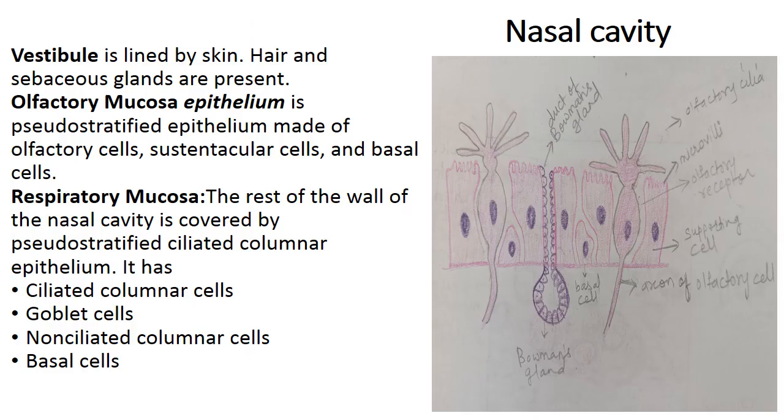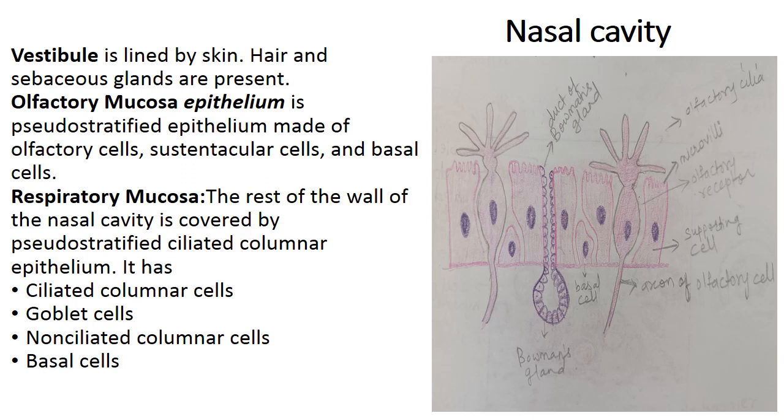Respiratory system begins with the nasal cavity. Nasal cavity is the conducting portion of the respiratory tract and histologically it has three parts: vestibule, olfactory mucosa, respiratory mucosa. Vestibule is lined by skin and it continues with the exterior of the nose. It has hair and sebaceous glands in it. That is vestibule.